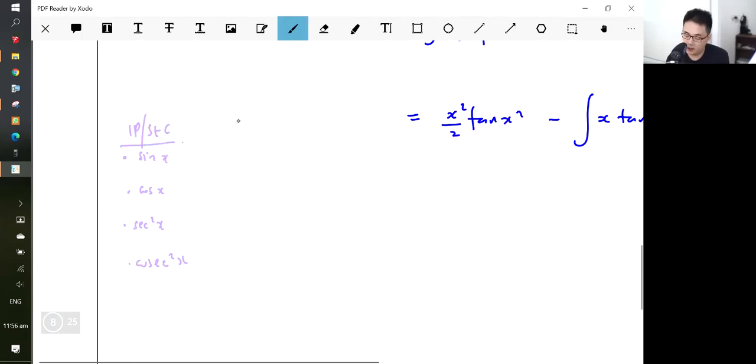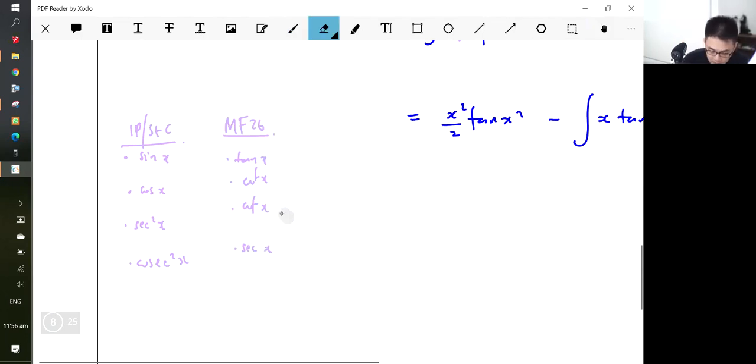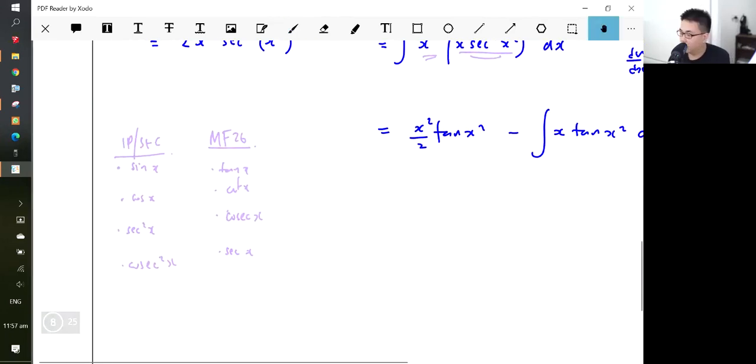Okay. Then what are the rest of the other 4? It's in MF26. You can integrate tangent x, cot x. All these you need to know. Cot x and secant x. Cot x, cosecant x is in the MF26. Hold on, let me read. Cosecant x. Actually, you don't really need to know. These are the 8. And when you do trigo integration, by any means necessary change to any of these 8, then you can integrate.